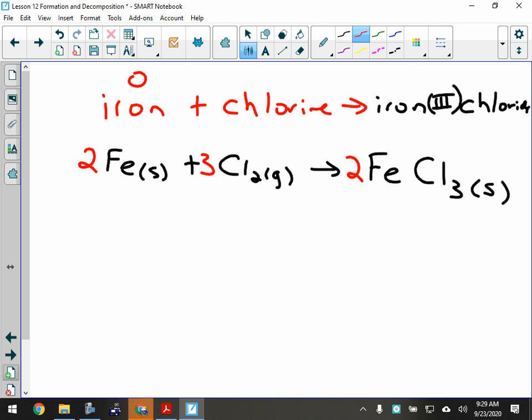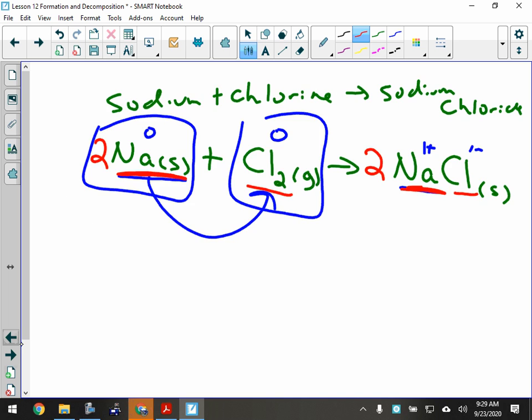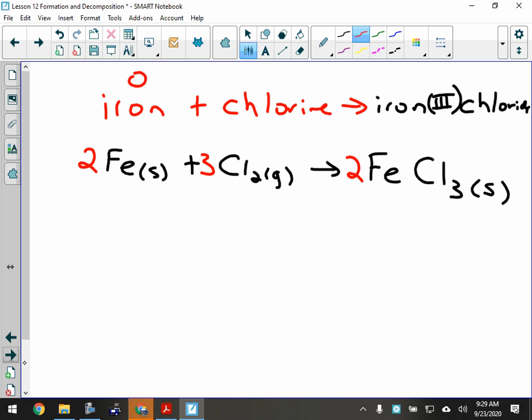I think I had one on here that said something about magnesium and oxygen. I know that's not on your chart there, but do you want another example, or are we good with this kind of thing? What do you think? Yes, no? It's up to you. I mean, I can make up any one. Good?